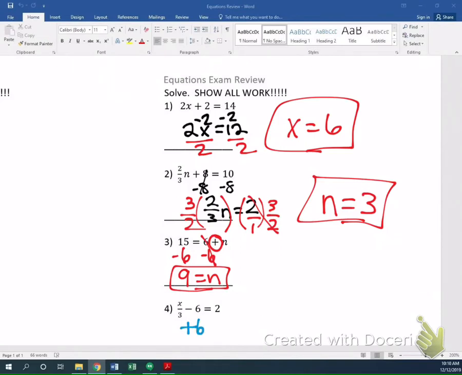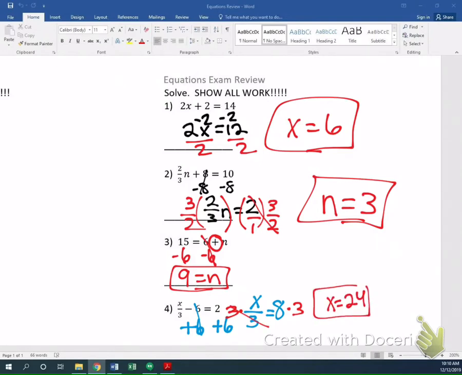Undo subtracting 6 by adding 6. Good. So this is just x divided by 3 equals 8. How do you undo dividing an x by 3? What's the inverse of division? Undo dividing, multiplying. You guys fell asleep on me. So this is going to be x equals 24.